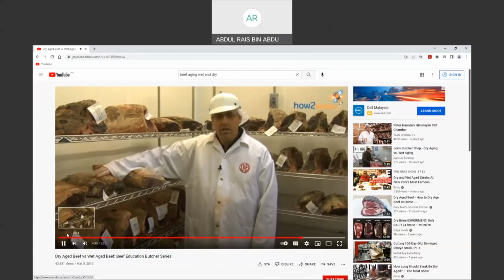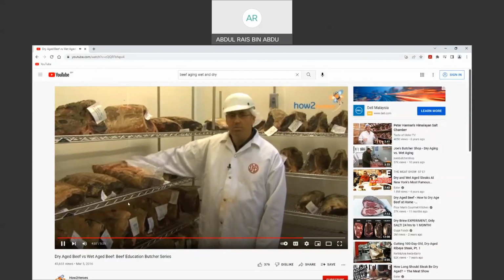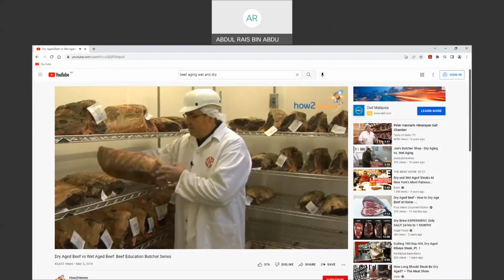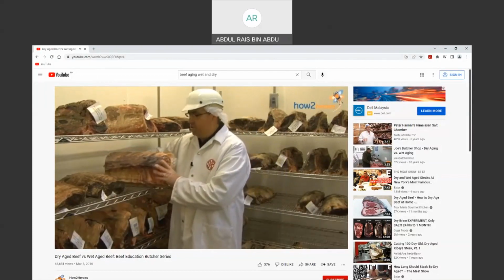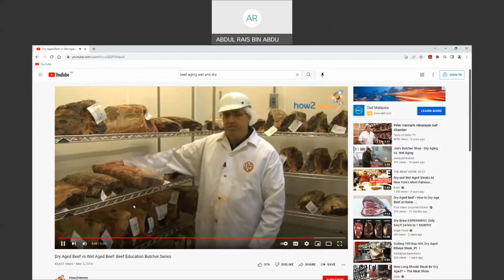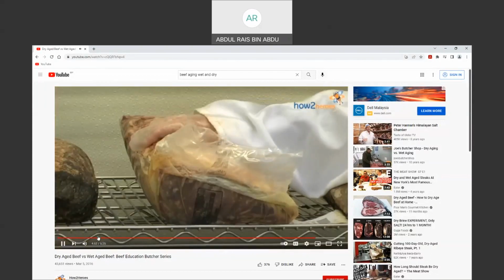So it does create a great flavor, but the tenderization process is about the same as buying a wet aged steak, which wet age is it's aging in its own juices in a cryovac. A cryovac is a term for, it's a vacuum sealed bag. No air gets into this.